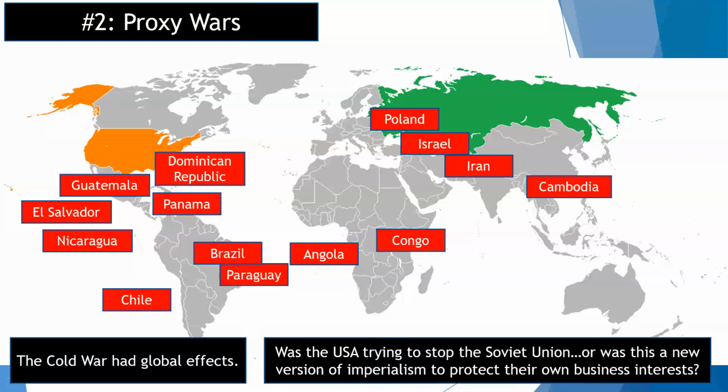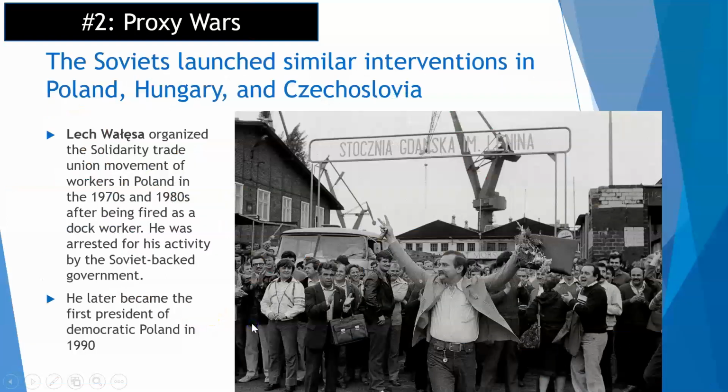The question here: was the US really just trying to stop the Soviet Union? Or was this a new version of imperialism, used to protect their own business interests? We'll look at this a little bit later in future lessons. The Soviets did this too. They launched similar interventions in Poland, Hungary, and Czechoslovakia.